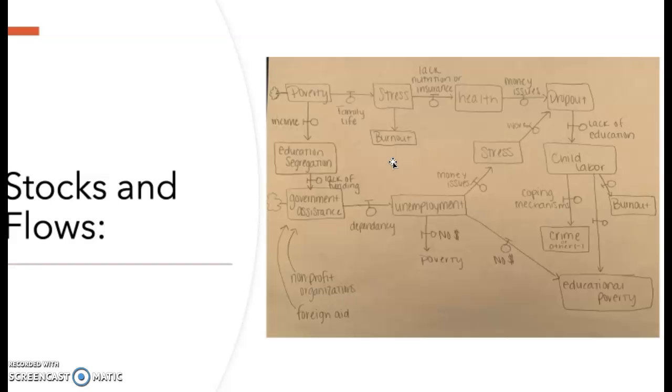But if you start back up at the top with poverty on the left again, right up here, and go down to education segregation. When I'm talking about that, I just mean the income differences within social statuses of children in school. If we think about racial differences or social status, things like that can really segregate the ability to learn for a student. So when we get down to educational segregation, then we can go into the government assistance.